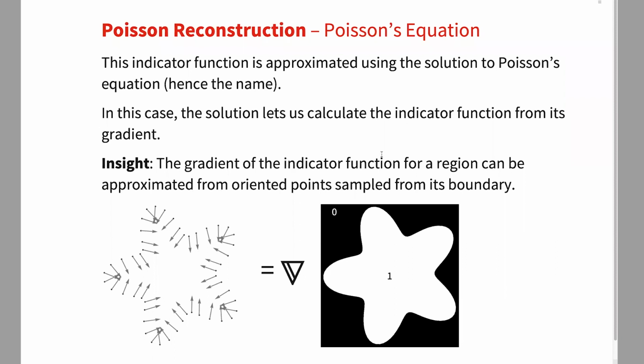Doesn't help us too much initially because we also do not know its gradient, but the key insight is that if we have a bunch of points sampled on the boundary of this shape, and we also have the orientations or normals of those points, that can act as an estimate for the gradient of this entire indicator function. So here you see on the left, we have a bunch of points. They all have the directions of the surface at that point, and that can act as our gradient.